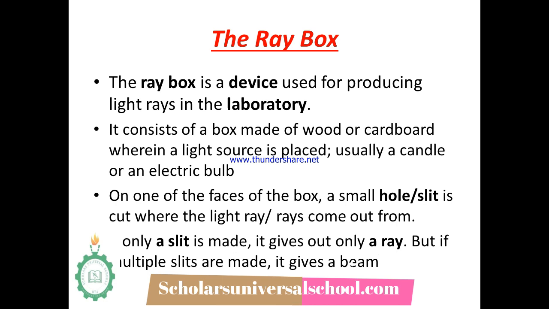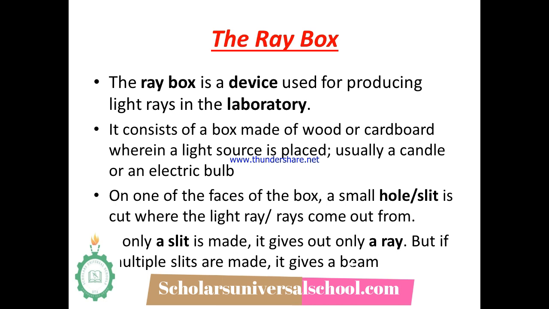In the lab, we use either a candle or an electric bulb. Now, on one of the faces of the box that you are using, you cut a small hole, or what you call a slit. You either call it a hole, small hole, or you call it a slit. You cut that small hole wherein the light ray will come out, or pass out in ray form.